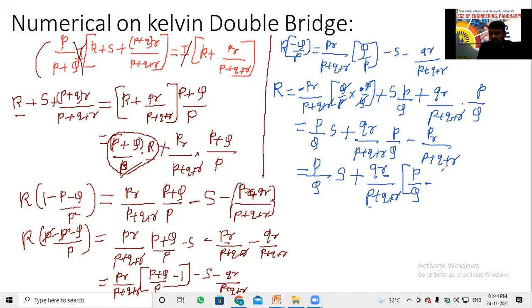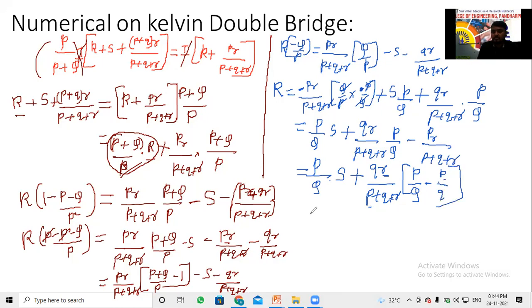What is the left term here now? Small p is left. Small p I will write here. But here Q we have taken, but there is no Q here now. So we can make this one as divided by Q.